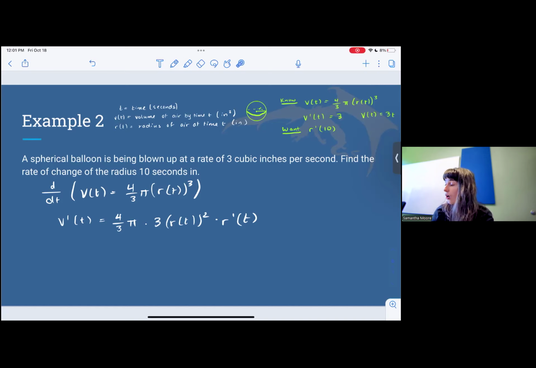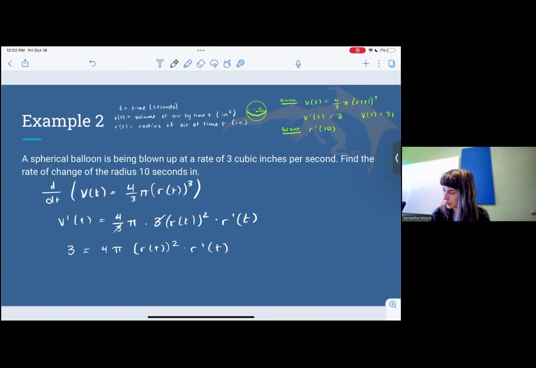So what can I do? Let's see. Oh, well, back to my knowns. I knew what V prime of t was. That's always 3, so I can replace that. So I know 3 is going to be 4/3 pi. Oh, that 4/3 and that 3 can cancel. So really, think of this as 4 pi times r(t) squared times r prime of t. Okay, so again, just cancel those, plugged in V prime being 3. And then I really want something for r(t).